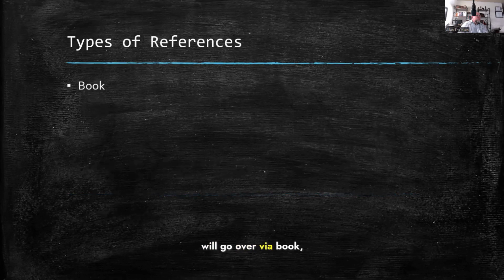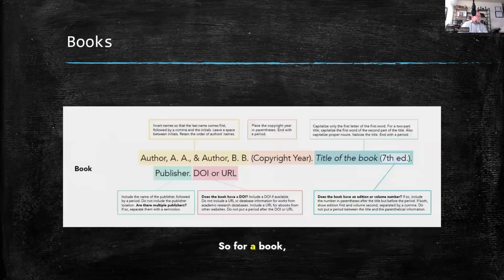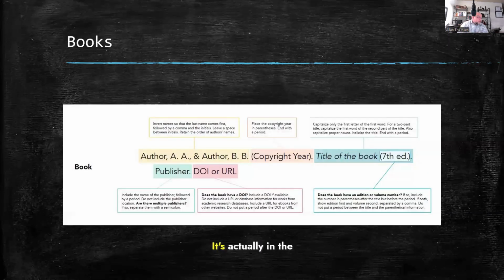So the types of reference we'll go over will be a book, a journal entry. Then we're going to look at how to set up Word and use APA on Word. So for a book, this is actually in a chart in the book for APA style citation. It's also one that you can find in various sources. There are some good tools within the Santa Fe library that you can use. Also, if you go online to the library and look up citation, they have some pretty good tools. I believe this may be one of them. It's pretty common to be used.